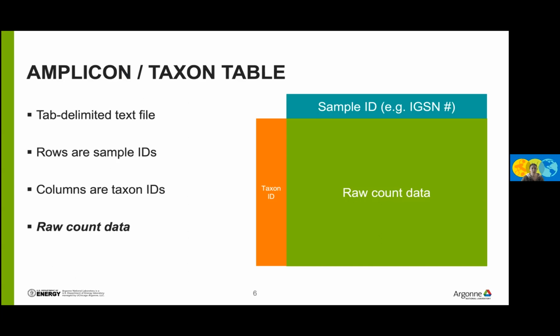We have gone with the raw count data as being what's stored here because all of the other data can be derived from it. So if you wanted to do a proportional abundance or absolute abundance, which requires the input of additional data, that can all be reconstructed from the raw count data. So for the standard reporting format, it's raw count data.